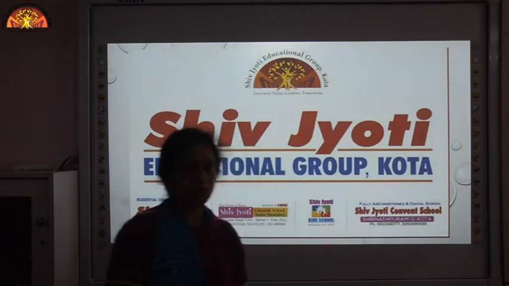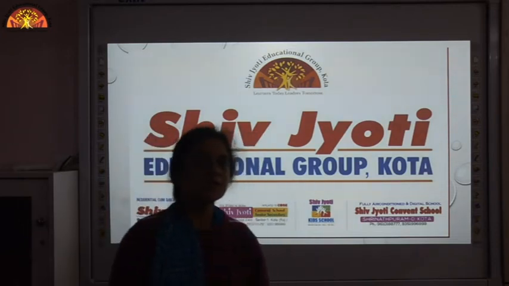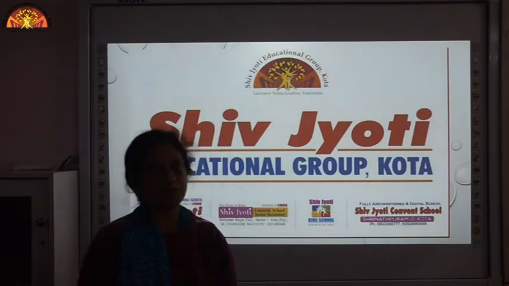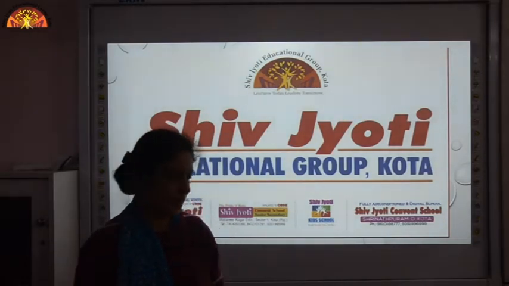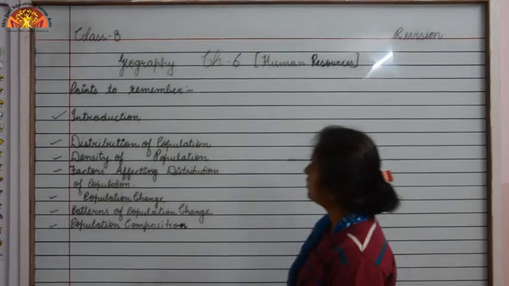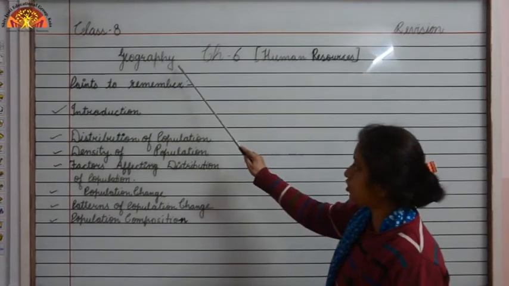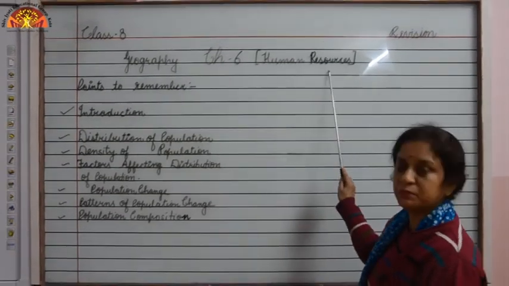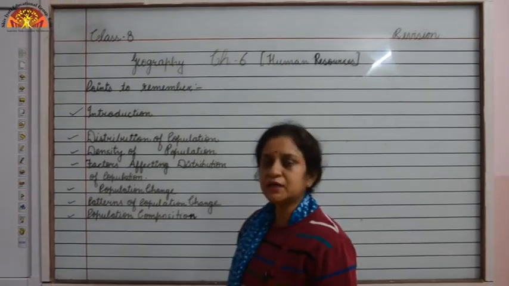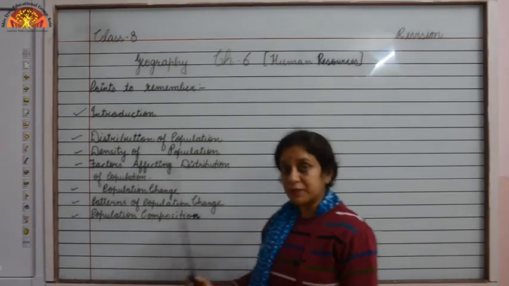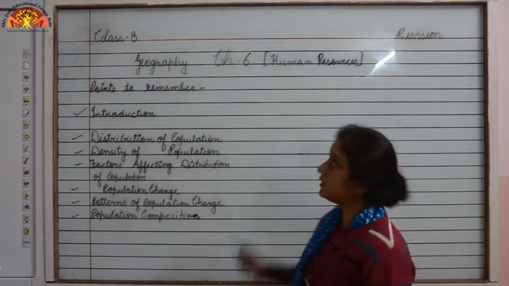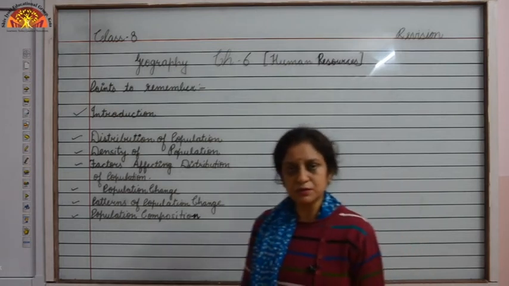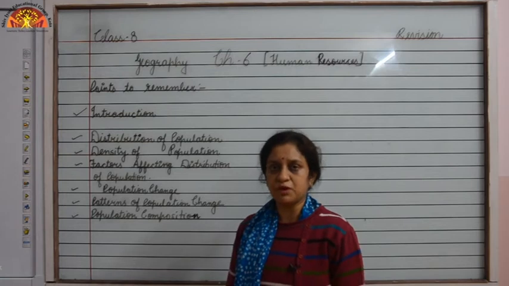Students, in this video we will cover the revision part of Civics chapter 7 and Geography chapter 6. Let's start. First of all, we will start with Geography chapter 6, that is Human Resources. We have already covered this chapter in video, but today we are going to cover the revision part of this chapter. So let's have a quick recap of this chapter.